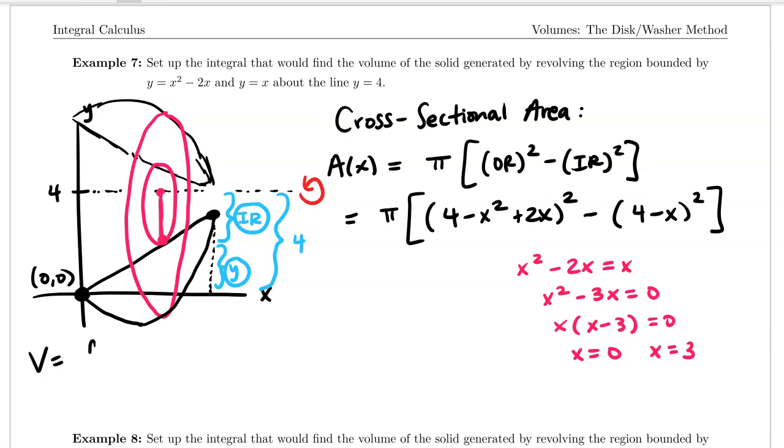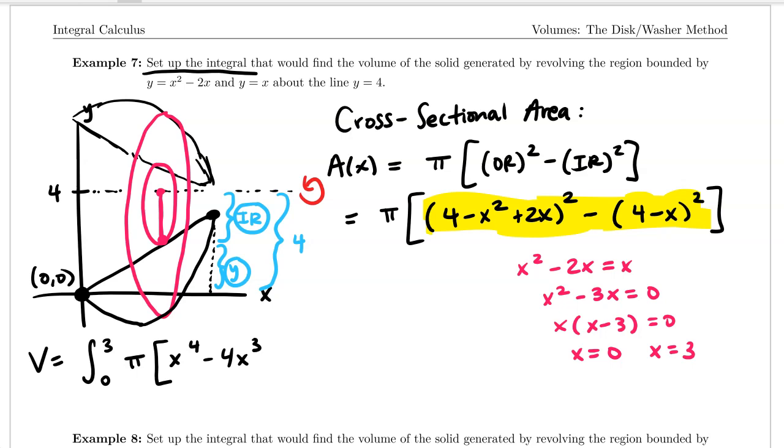So my volume now is the definite integral from 0 to 3 of pi times essentially this thing here. This question is only asking us to set up the integral. It's not actually asking us to solve it. But if I were to simplify the highlighted expression, it's going to end up simplifying to x to the 4th minus 4x cubed minus 5x squared plus 24x, dx. So we could just stop here.